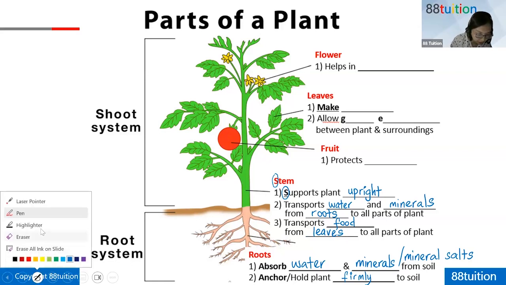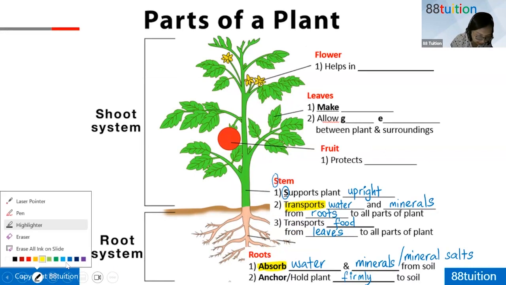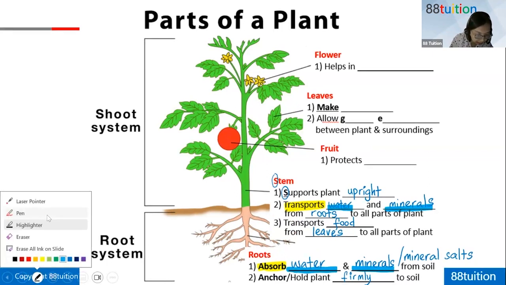All right, what you all will always tend to forget is this one is absorb. This one is transport. So this is absorb water and minerals. Water and minerals is the same thing. Here I have water, I got minerals. Here I also got water, here I also got minerals. But for roots, you use the word absorb. For stem, you use the word transport. Think of the stem just like an MRT system.